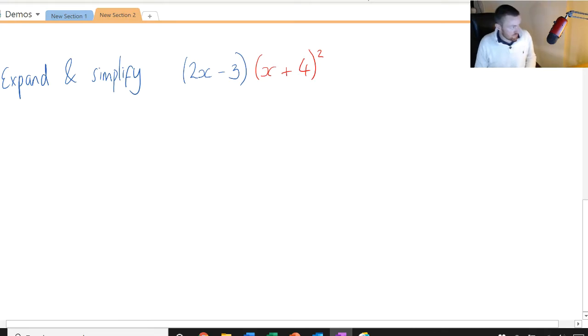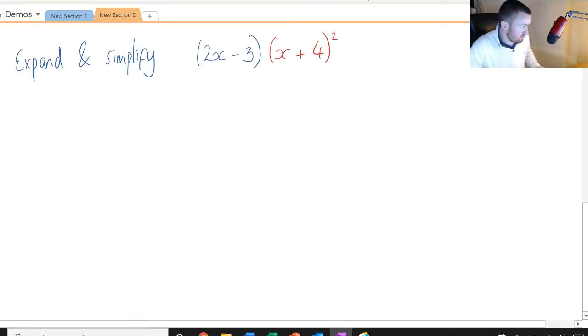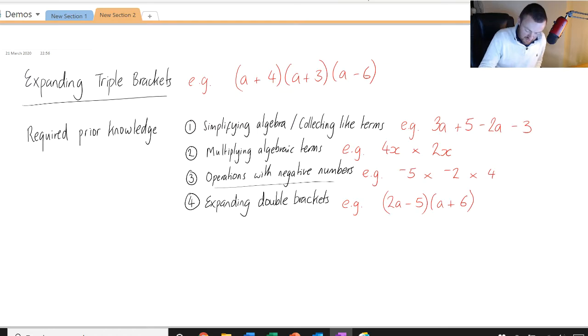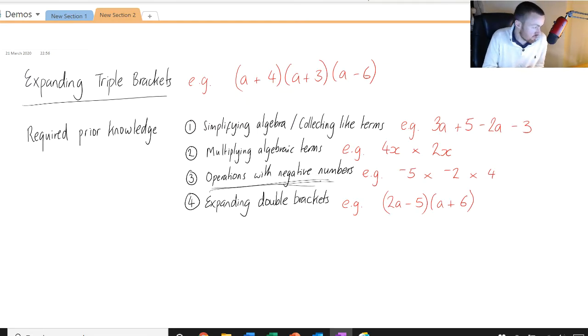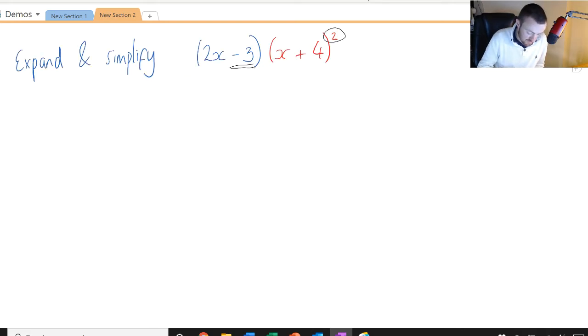Okay, one more example, and here I'm going to try and bring in 2 new ideas. This is slightly more tricky for 2 reasons. You've got the squared bit here. You've also got to watch out for these negative numbers, which is why I said it's really important that you're good with operations with negative numbers.